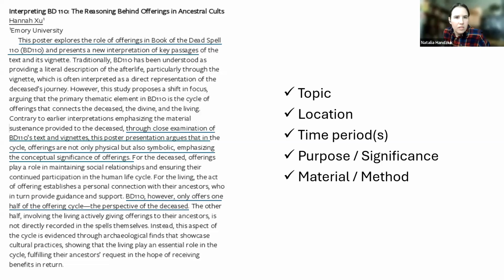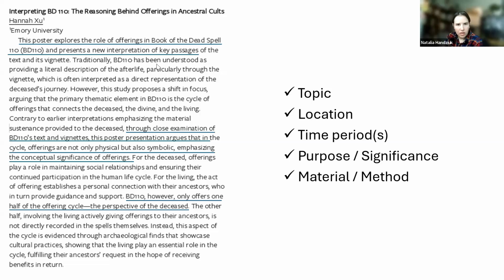Okay. And then this abstract is a little different because it is looking at a specific spell in the Book of the Dead. So I'll read through this one as well because it reads rather different than the other two. Okay, I can't see the title the way my screen is set up, but title. This poster explores the role of offerings in the Book of the Dead spell 110, BD 110, and presents a new interpretation of key passages of the text in its vignette.